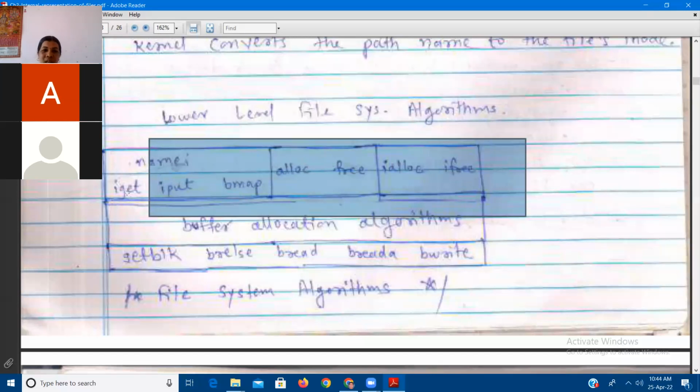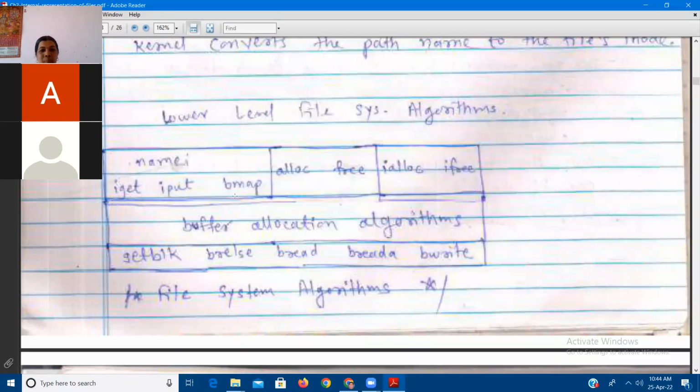In the same fashion, an in-core inode is allocated with the help of the iget algorithm and it is released with the help of the iput algorithm. In the bmap algorithm, we are mapping, that is we are searching the exact address of that file on the disk, and for that purpose we are mapping the blocks to buffers with the help of the bmap algorithm.